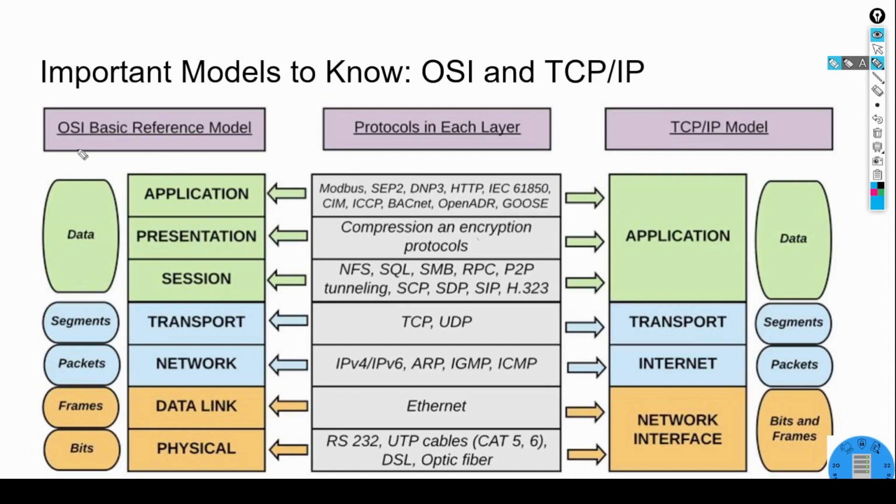So right here, this is your OSI model. It is 7 layers, starting from physical, data, network, transport, session, presentation, and application. We're going to talk about all these different protocols that you can have within each model. And the other model you should know is the TCP/IP model. It's basically 4 layers.